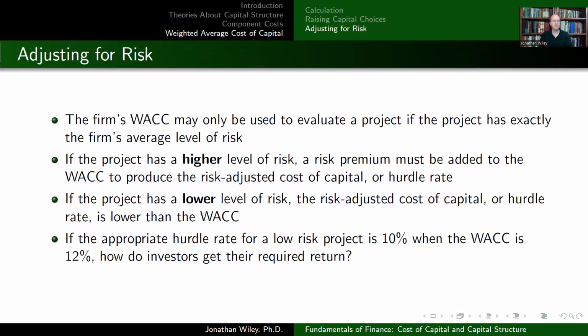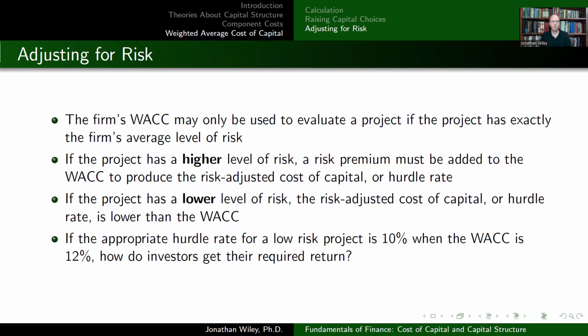All right, so in this video, I'm going to talk a little bit about adjusting for risk. Up to this point, I've talked about the weighted average cost of capital, and that being the rate of return that a firm needs to earn across all of its investments, sort of keeping risk constant, basically. And that's how we would judge projects, on average, if I keep risk constant.